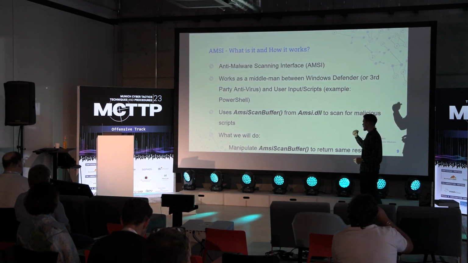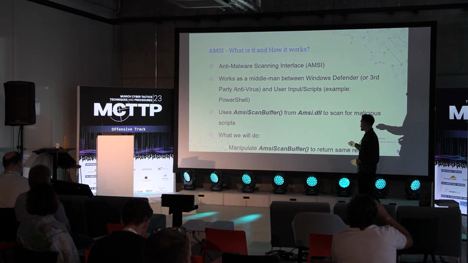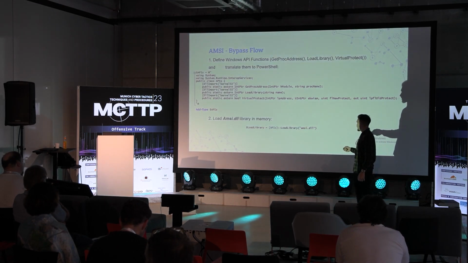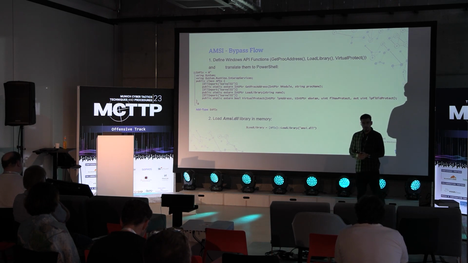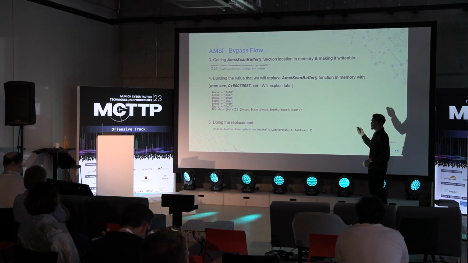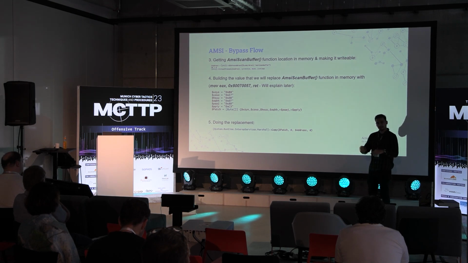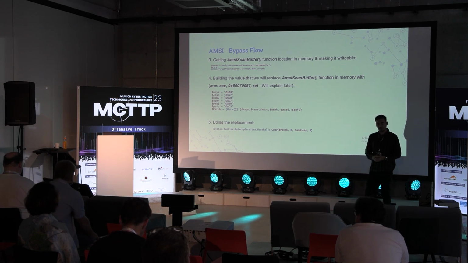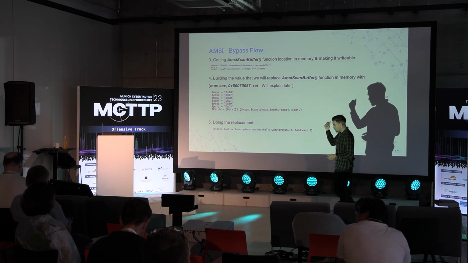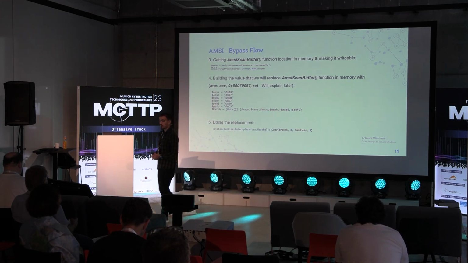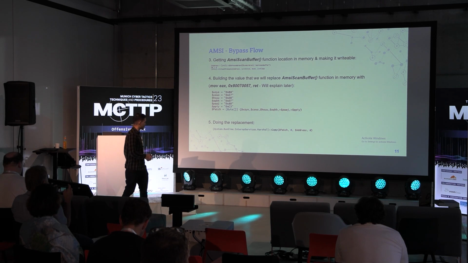Firstly, because AmsiScanBuffer is taken from amsi.dll, we must load that library in memory. So using LoadLibrary, which we just defined previously, we load amsi.dll into memory. Then, using GetProcAddress, we take the memory address of the AmsiScanBuffer function, which we discussed previously. And using VirtualProtect, we make it writable in memory so we can patch it. We can do a replacement of the actual function.